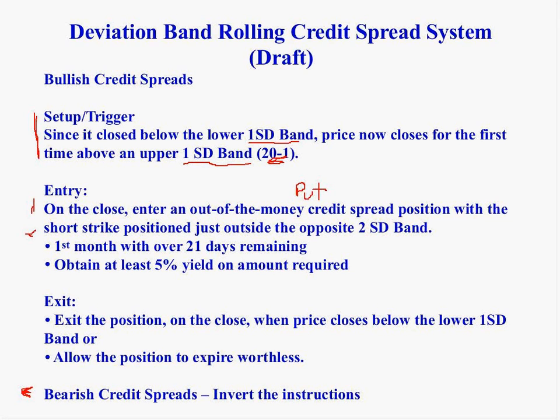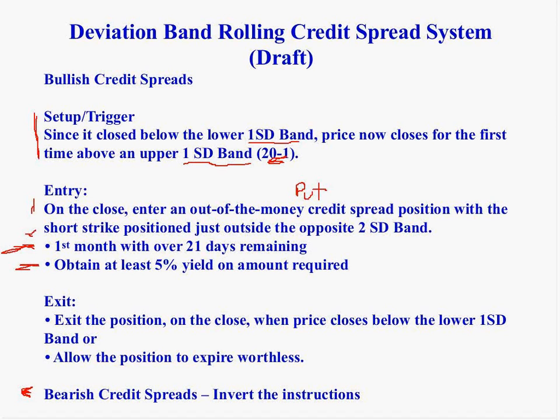We're going to go to the first month with over 21 days to do this. We want to make sure we get at least 5% yield. Down in the puts, I'm doing it in the puts, and so there's usually higher implied volatility down there. However, it is an upside breakout, and vol usually drops on those upside breakouts. So, but make sure we get 5%. If not, just ditch the trade because it's not enough yield for the risk you're taking.